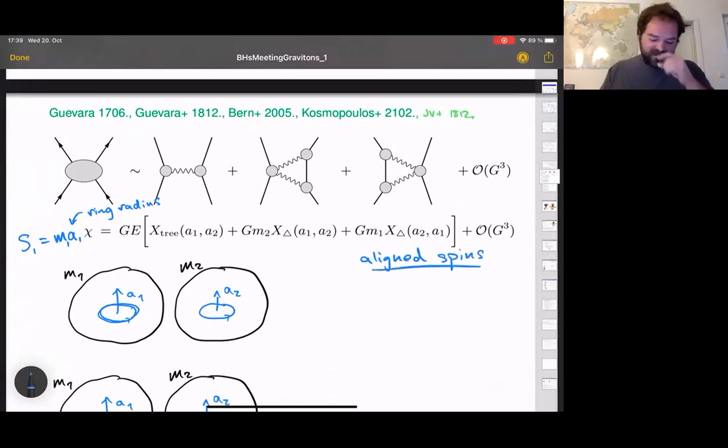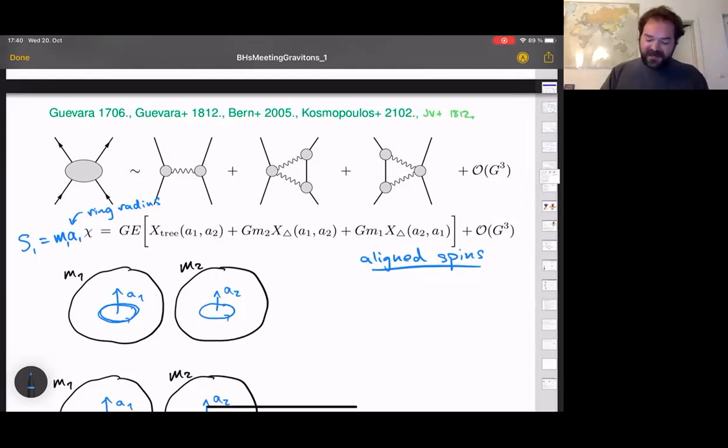So when the black holes are spinning, in general, the spins could point in any direction. And in that case, the motion is not confined to a plane anymore, the orbit of the binary. The orbital plane precesses when the spins are not aligned.